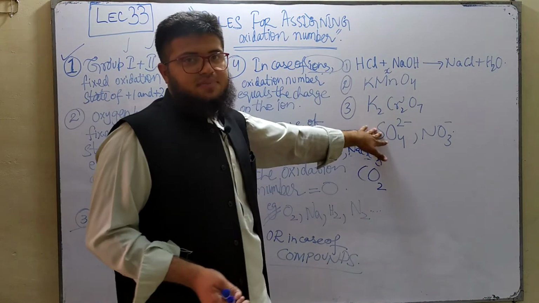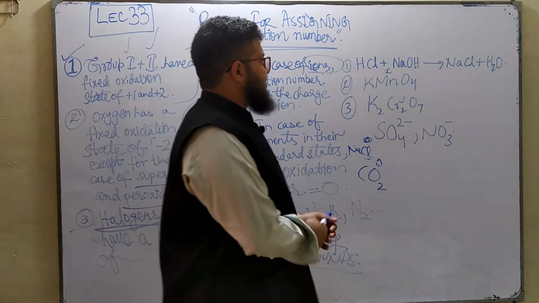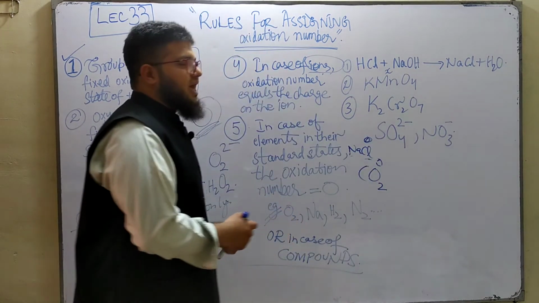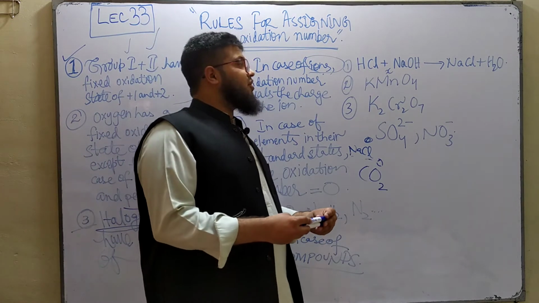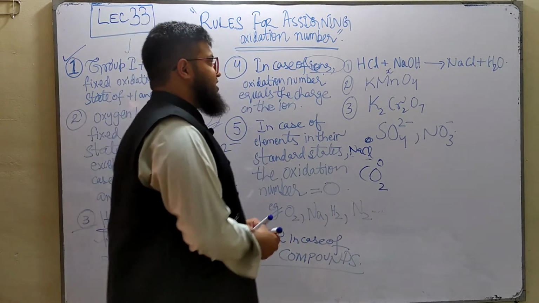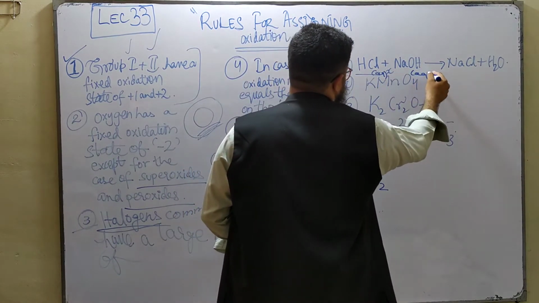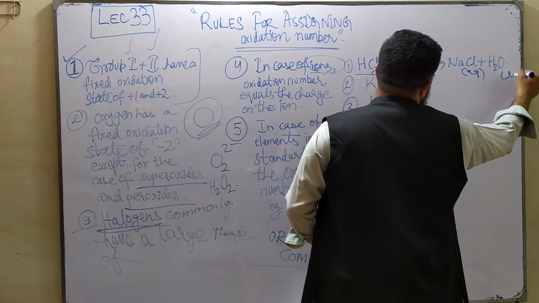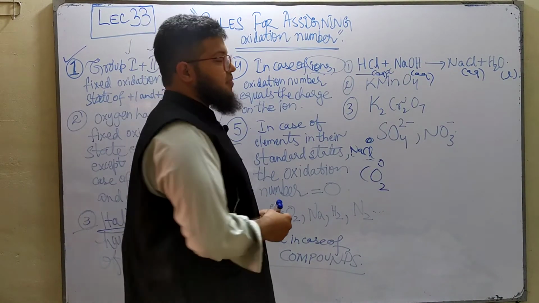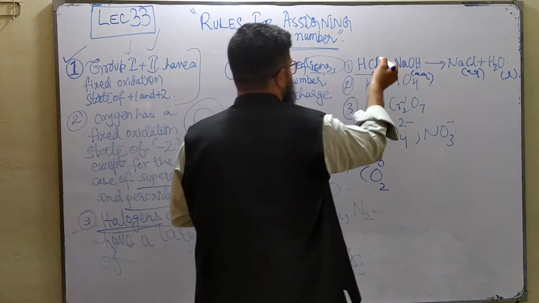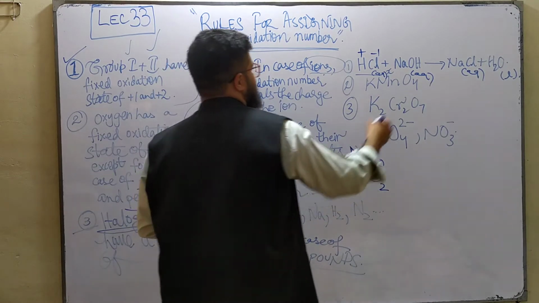Now coming to a few examples in order to better explain all these rules. The first example is given to you right over here. Hydrochloric acid reacting with sodium hydroxide forming sodium chloride and water. Remember, this was an example of a neutralization reaction. In this case, if I take HCl, and by the way, this is aqueous, this is also aqueous, this is aqueous, and this is a liquid. Now, in case of HCl, what's going to be the oxidation number of hydrogen? It's a proton, right? It's HCl, so it's going to be +1, and for chloride, it's going to be -1. In case of sodium, it's going to again be +1.